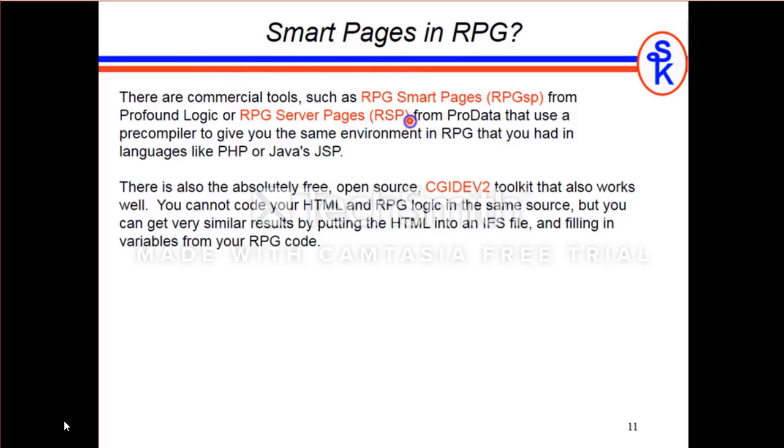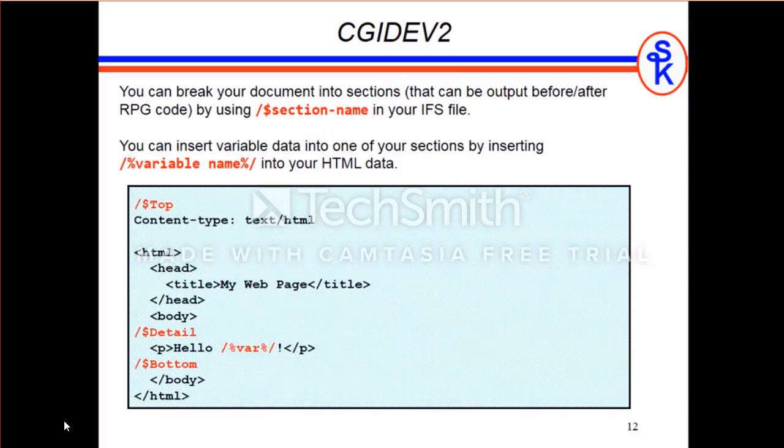One of our competitors, ProData, also has the same kind of technology available. But actually what I'm going to show you, rather than use these vendor tools, is a free one, CGI Dev 2. Now this isn't exactly the same as a smart page would be, but it's a similar sort of thing. Instead of using specially formatted tags to put RPG code in your HTML, the RPG and HTML are actually completely separate in CGI Dev 2. But this is the most popular way of writing web applications in RPG, and it's completely free. So you can download it and use it. If you end up not liking it, or want to use something else, you can still do that. You haven't lost anything because it's free.